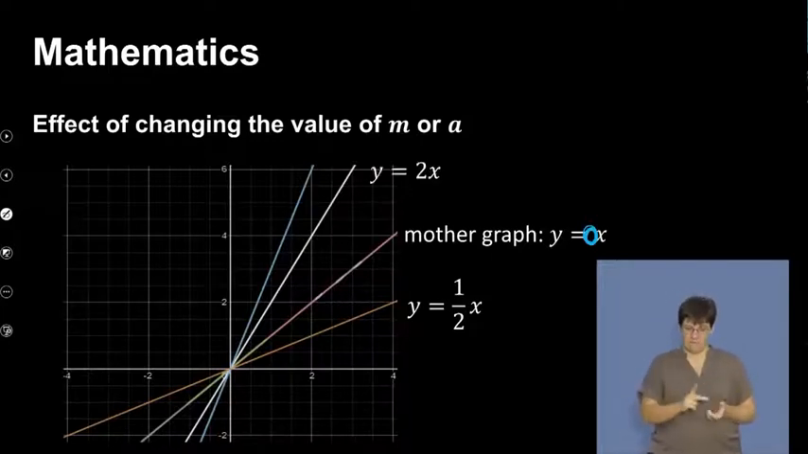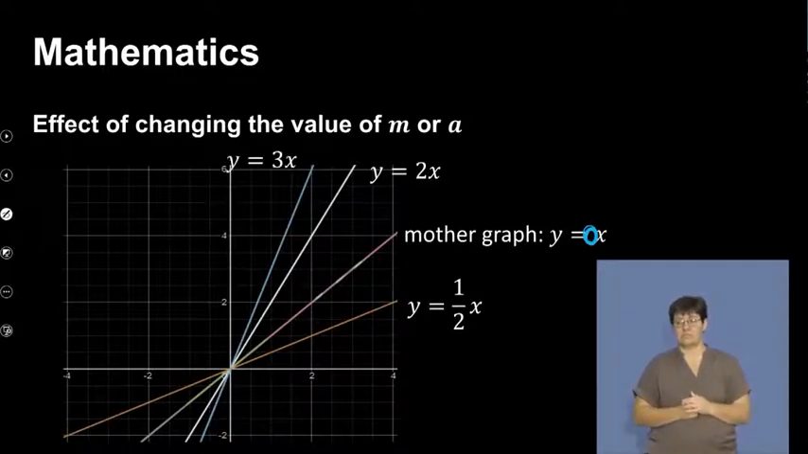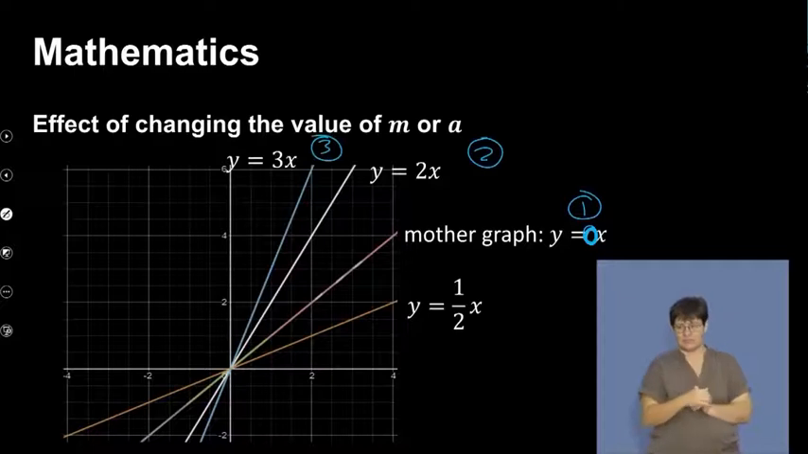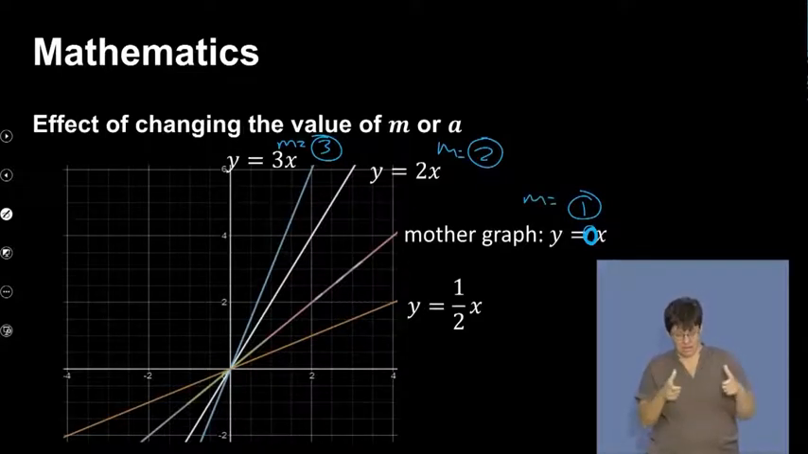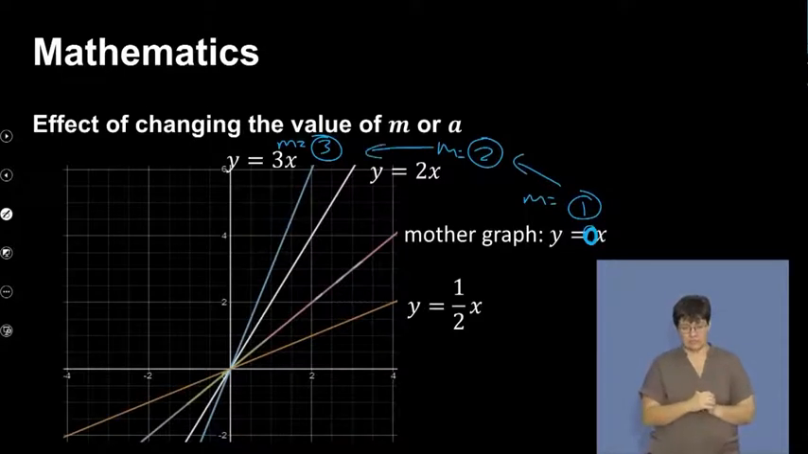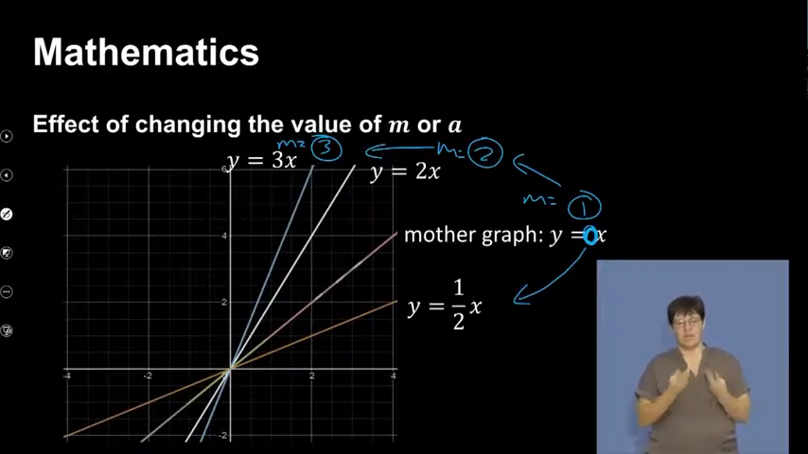But now, when we have y equals 2x, that is a bit more, so it becomes steeper than the mother graph. And then y equals 3x becomes way steeper than this. So you can see, this was 1, it became 2 there, it became 3 there, the m value or the a value. Remember we said they mean one and the same thing. So the bigger the value, the more steep it becomes. But the smaller the value, the gentler it is. We normally use the words either steep or gentle.